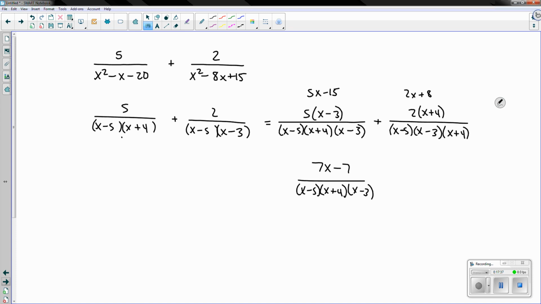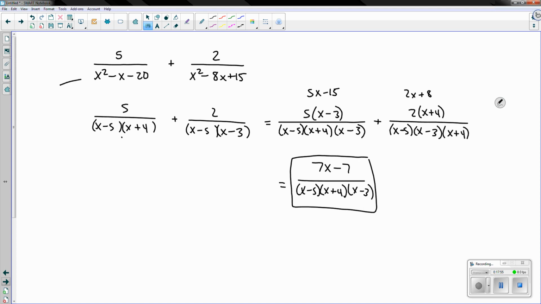We could look to simplify this further. We could take out a 7 up top, which would leave behind x minus 1, but unfortunately that doesn't cancel out with anything on the bottom. So factoring out the 7 doesn't make anything more simplified for us. So therefore, that's the best we can do.